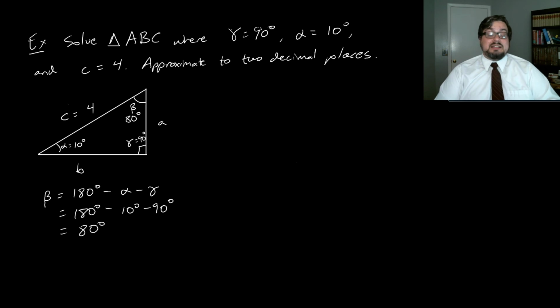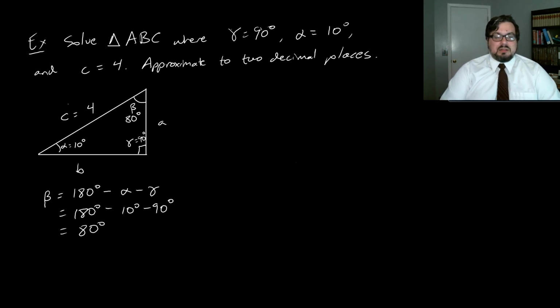So that tells us that we're going to be pulling out a calculator in a second in order to finish off this problem. So let's go ahead and do that. We've worked out what beta is, so that gives us a third of what we're looking for. Let's work out A.